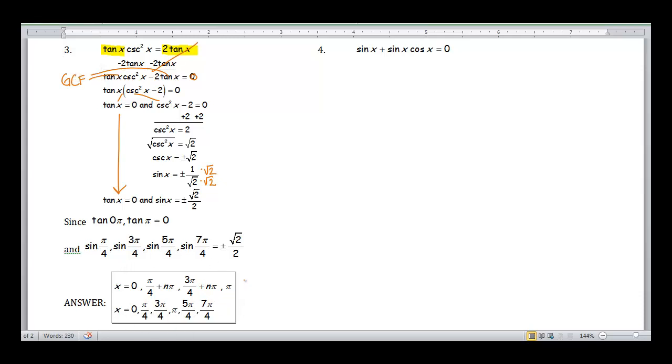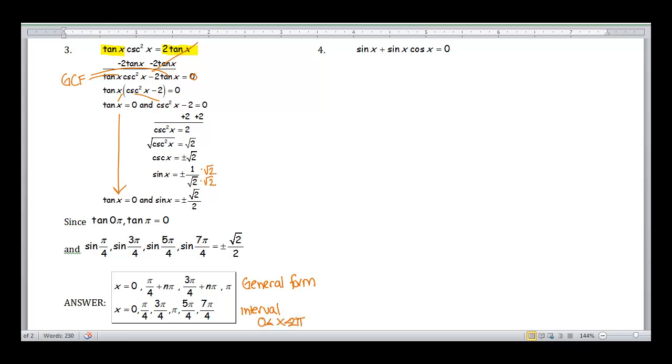Again, this top answer here was for the general form. And this bottom answer would be on the interval between 0 and 2 pi.